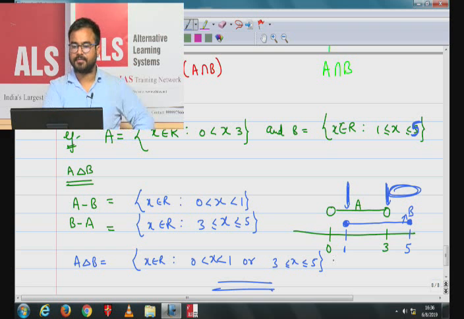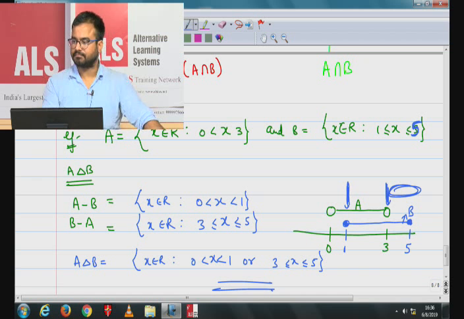Getting it? Any doubt in this example? Kohima, Shillong, any doubt?